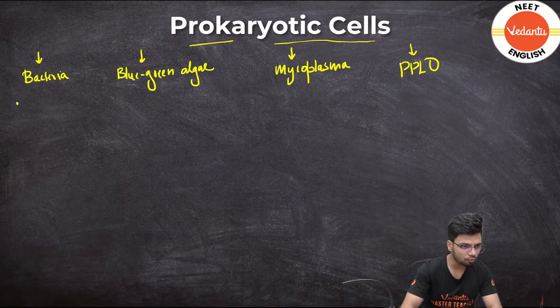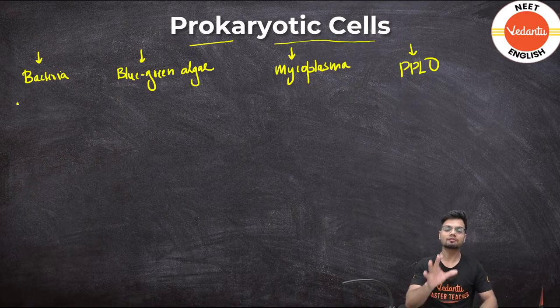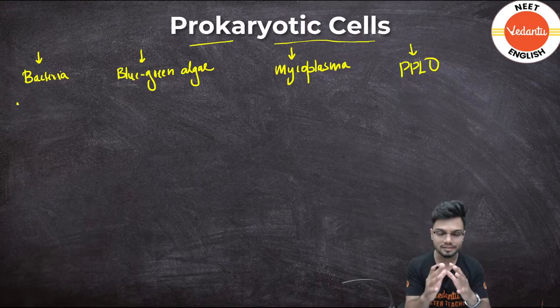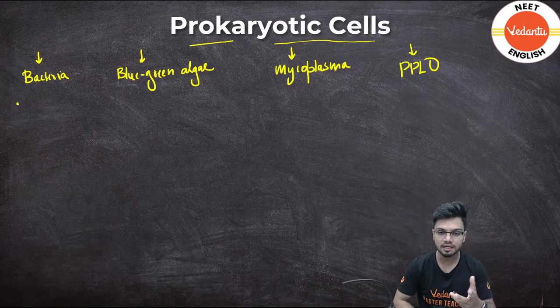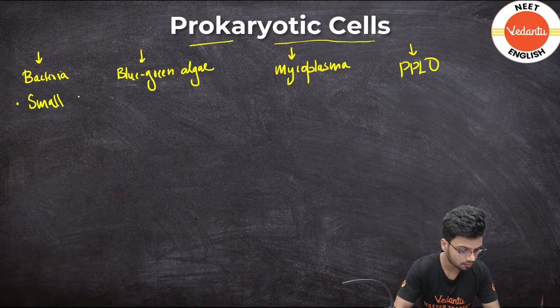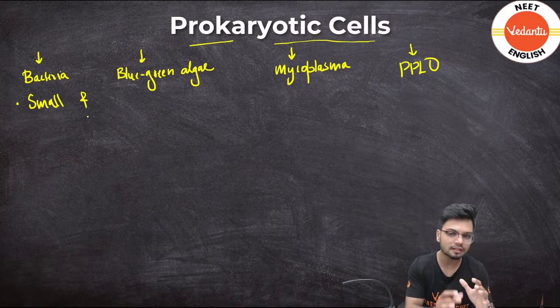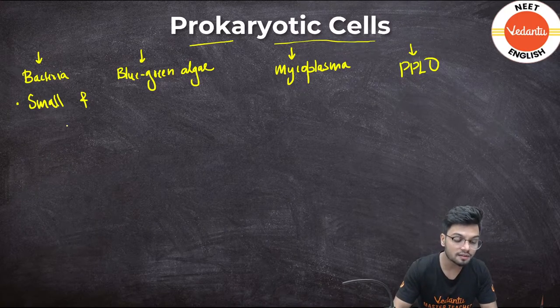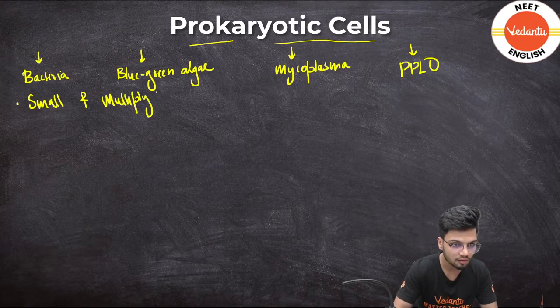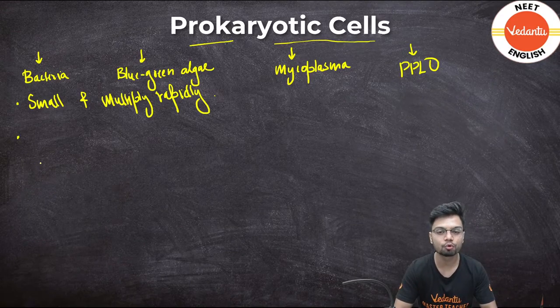Now, let me write down the first few basic points about the prokaryotic cell. Prokaryotic cell is found in the case of bacteria. Will the cell be small or very large? Obviously, bacterial cells are very small. Now, if it is a small cell, does it multiply quickly or very slowly? The answer is very simple: it is a very small cell which multiplies rapidly.